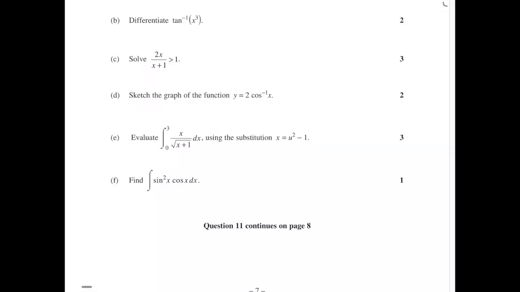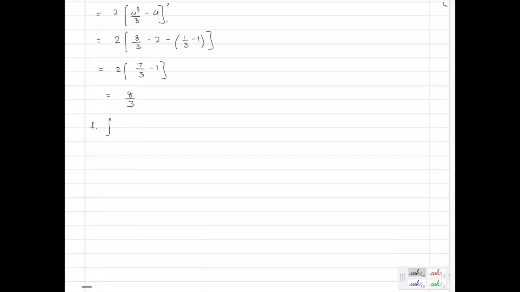Okay, the next one, part F. Find the integral of sine squared x cos x. Okay, and that's all that the question says. So just, what is this equal to?